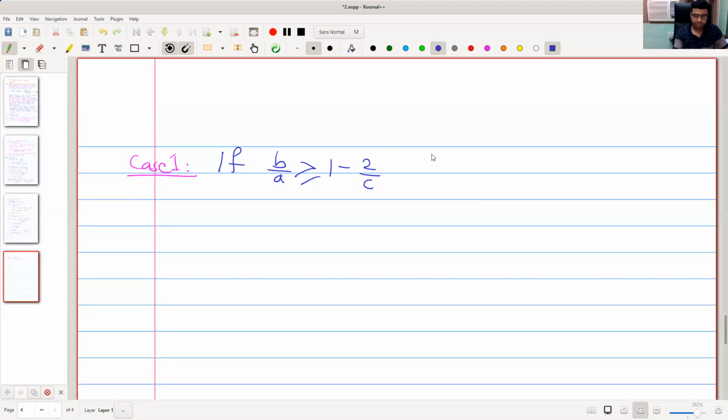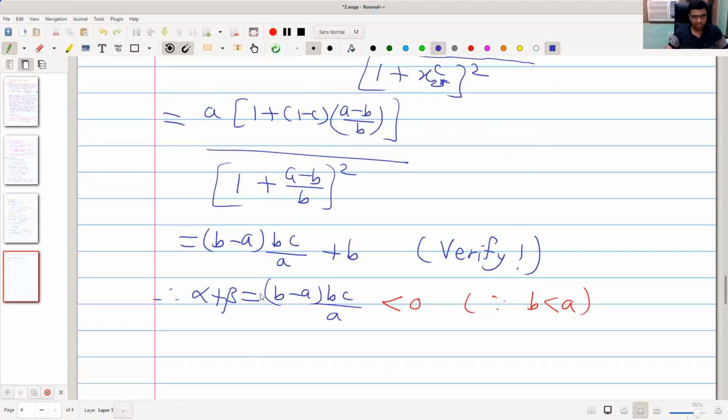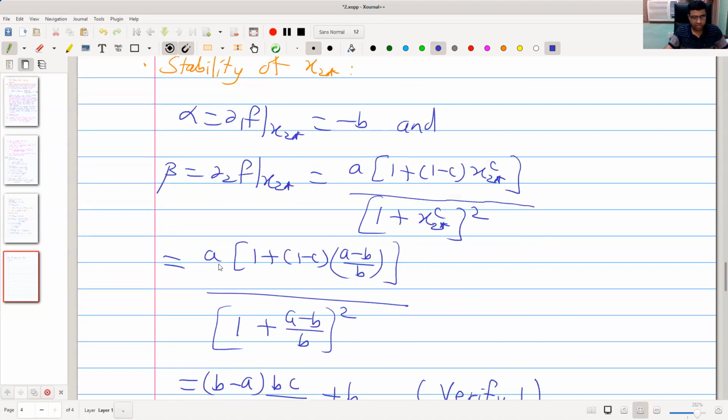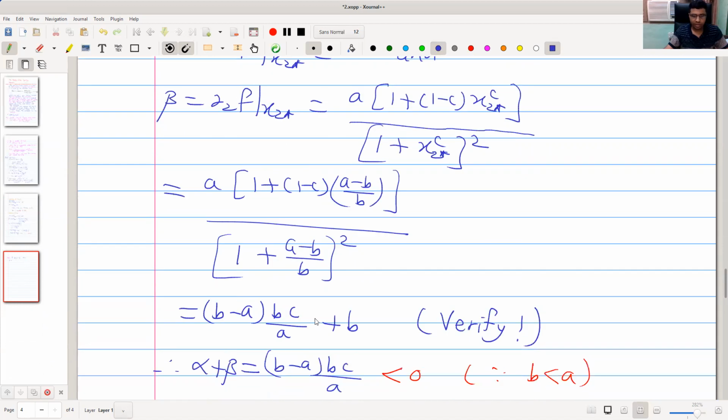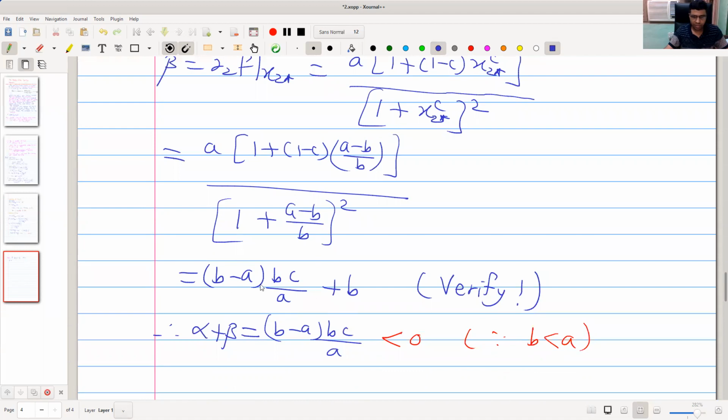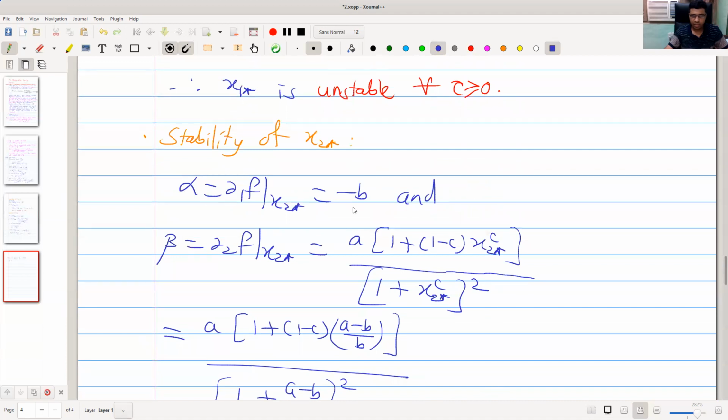Then what happens to beta minus alpha? Okay, we are going to compare beta and alpha. So what we do, we compare beta minus alpha. Here is beta, and minus alpha means it is 2b. Okay, beta minus alpha is b minus a, bc by a plus b plus b.